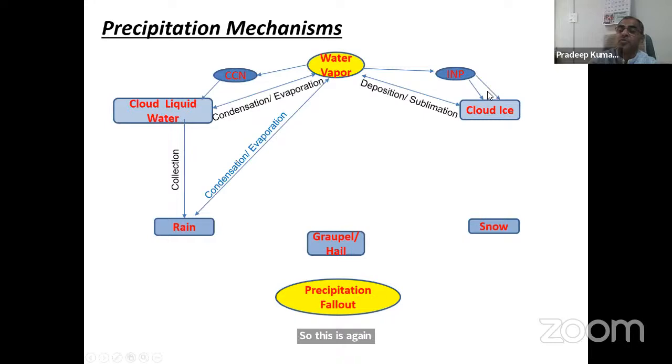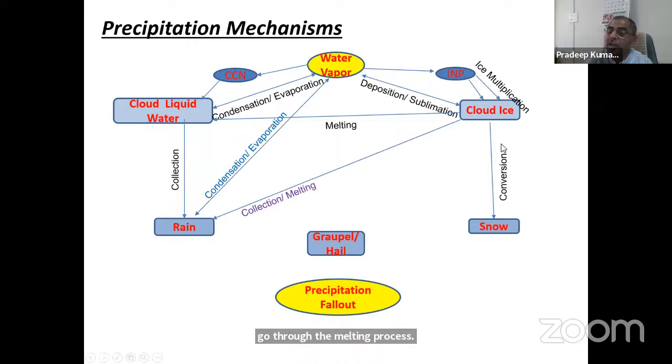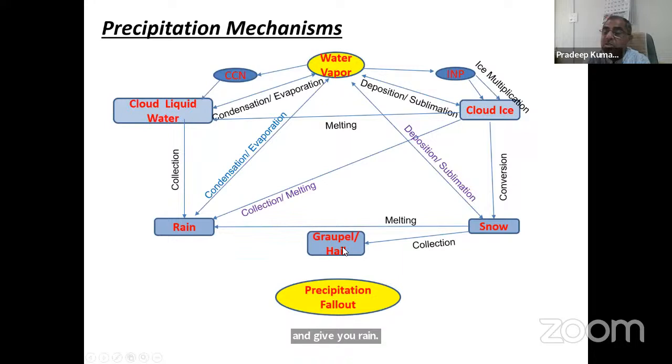Then you have your ice multiplication process, by which the cloud ice can increase. Now, cloud ice can get converted to cloud liquid water through the melting process. Cloud ice can get converted to rain through collection, because rain can collect it, or it can go through the melting process. Cloud ice, through the aggregation process, can be converted to snow. And water vapor can deposit onto the snow, and through the deposition process the snow can also grow. At the same time, snow can also be sublimating and giving you water vapor. Snow can again melt and give you rain. Snow, through the collection process, can become graupel or hail.